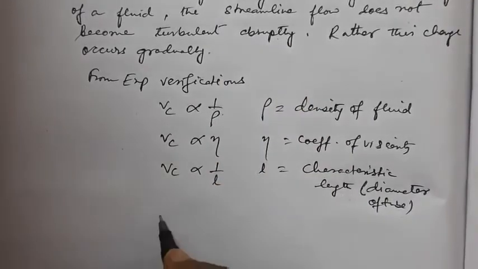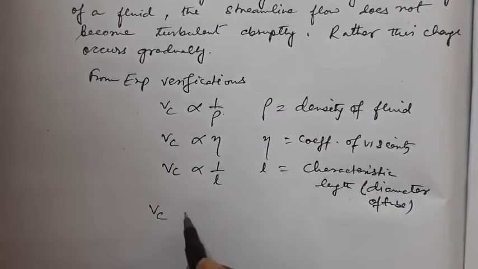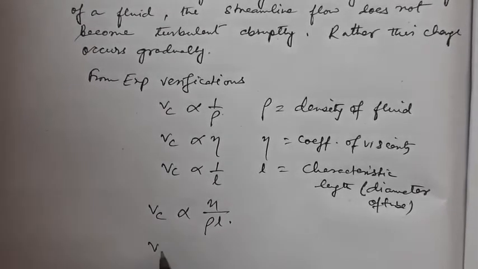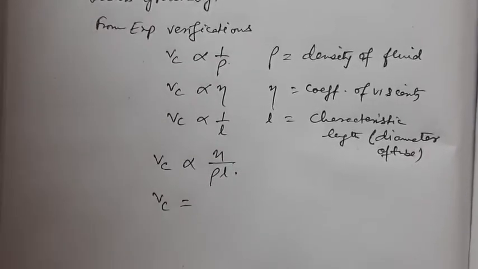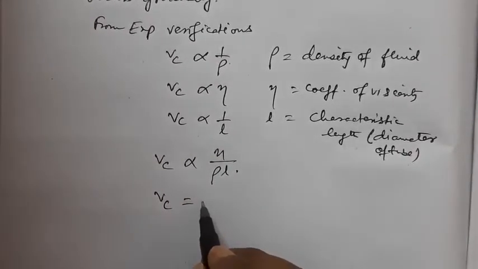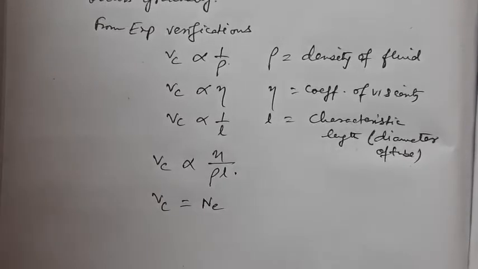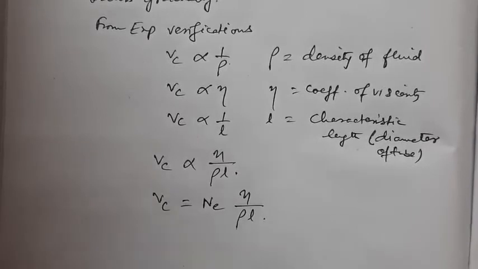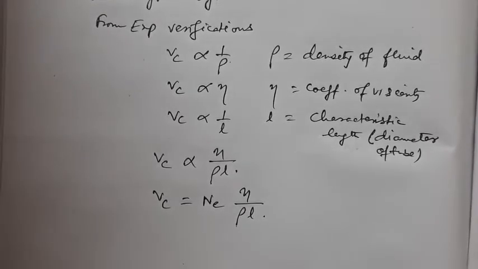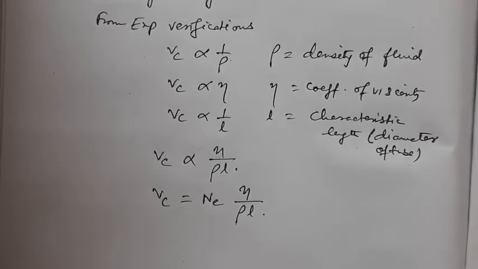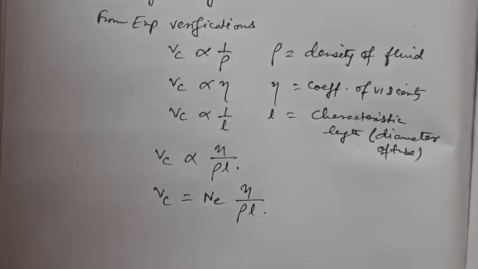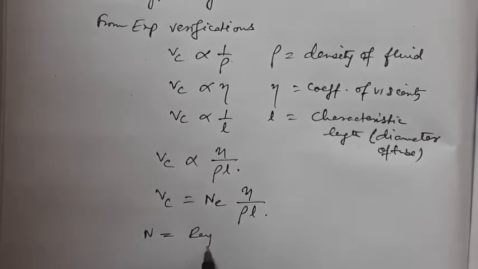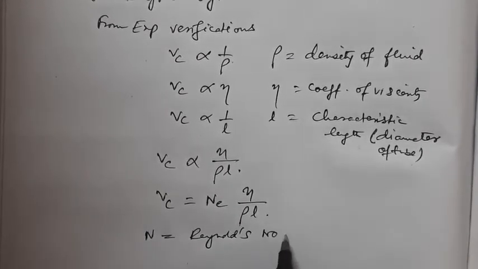Now, combining all these factors by the process of joint variation, we get Vc proportional to eta by rho L, and if we place an equal to sign, we need a proportionality constant. That proportionality constant is written as R in some books, and in some books N. Vc equals N times eta by rho L. The proportionality constant N here is known as the Reynolds number. You can write Ne or N. This is known as the Reynolds number.